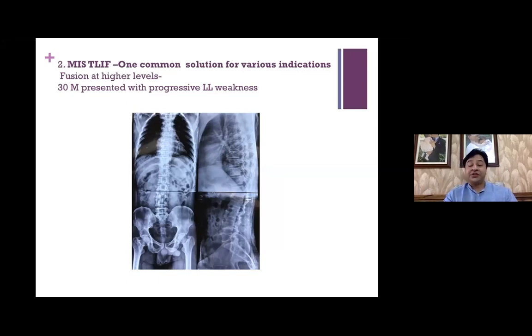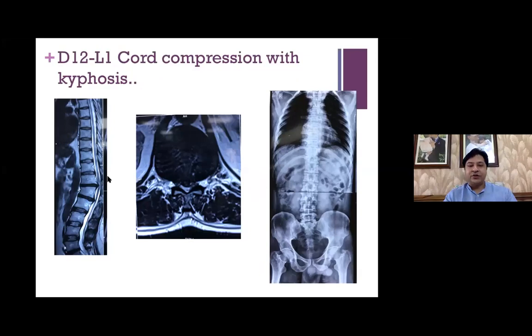This is another interesting case which we did. This was a 30-year-old male presenting with progressive lower limb weakness. And if you see the X-rays and the MRI, you can see that at D12-L1, there is a cord compression and there is a kyphosis. So the patient had a cord compression and kyphosis at the same time. He was very young. Doing an OLIF here would be like committing suicide, because at D12-L1, the anatomy and the vasculature won't allow you to do an OLIF.